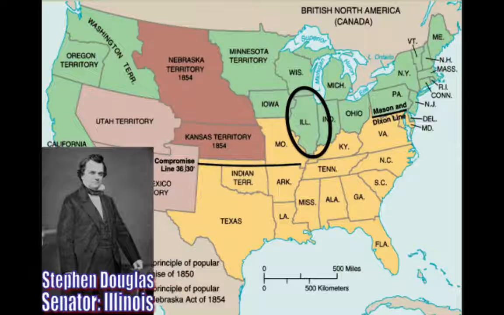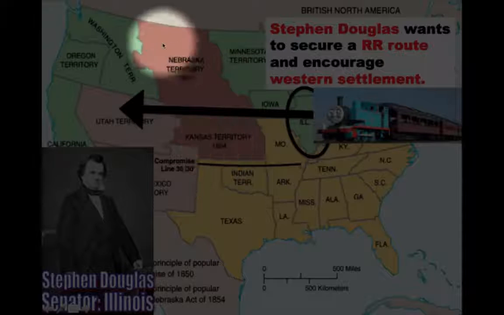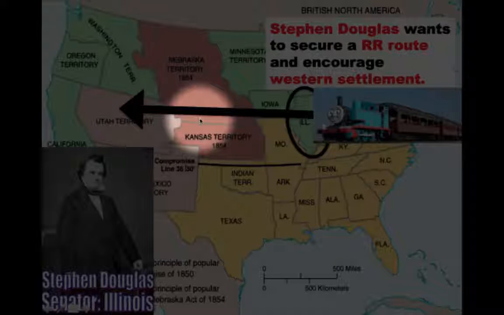Well, there's a senator from the state of Illinois, Stephen Douglas, and he's a northern Democrat, and he wants to see a proposal go through Congress that would allow for a railroad to go through his state out into the western frontier. And this railroad route would encourage settlement. But before this can happen, that area right over in here is unsettled territory, and it needs to be settled, and it needs to be turned into states.